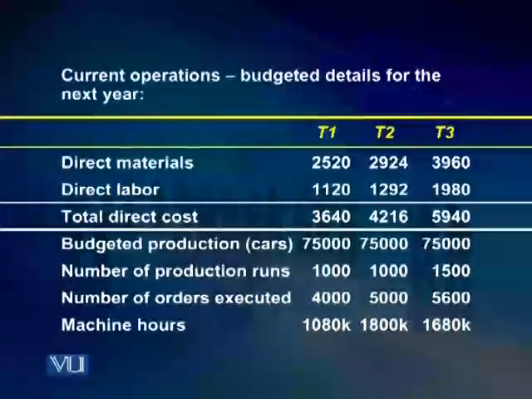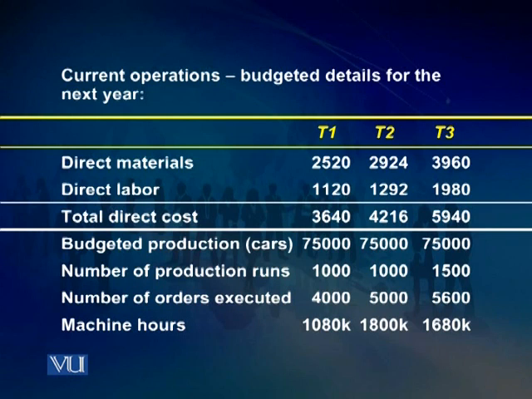Now, direct materials, the cost is 2520 for T1, 2924 for T2, and 3960 for T3. And so now cost information is given for direct labor, for total direct cost, and budgeted production of cars, which is 75,000 each. So for the next year, the budgeted number of cars production is 75,000 cars of each of the 3 types. Number of production runs. So production runs are 1,000.